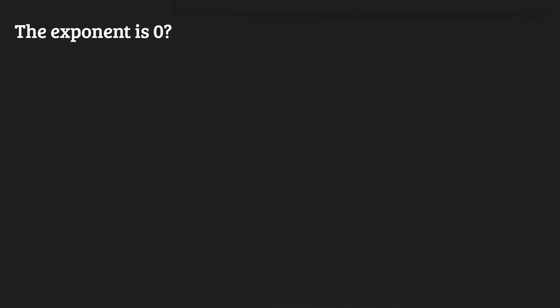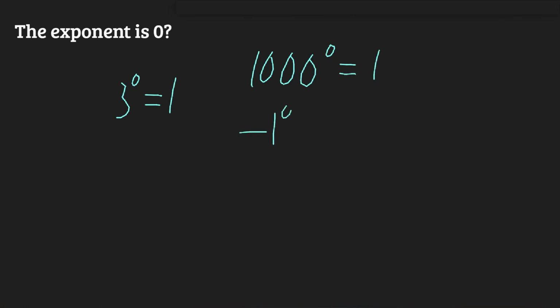A special case that some of you may have encountered is when we have an exponent of 0. So what do we do when we have an exponent of 0? And this is one of the most important rules of algebra as a whole. Anything to the power of 0 is equal to 1. So 3 to the power of 0 equals 1. Let's say we have 1,000 to the power of 0. That's also equal to 1. Negative 1 to the power of 0. That's 1. This goes on and on and on.